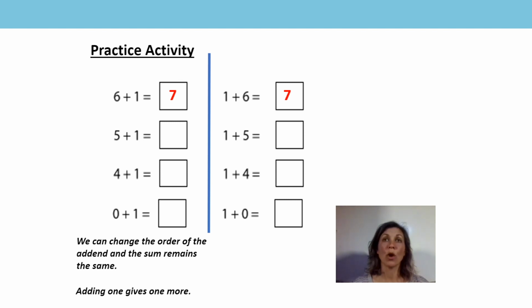5 plus 1. 1 more than 5 is 6. And we can see on the opposite equation that we have just changed the order of the addends, but the sum remains the same. And then we've got this one here, 4 plus 1. 1 more than 4 is 5. And there we've just changed the order of the addends in the next equation, so that is also 5. Now 0 plus 1. 1 more than 0 is 1. And 1 plus 0 is also 1.